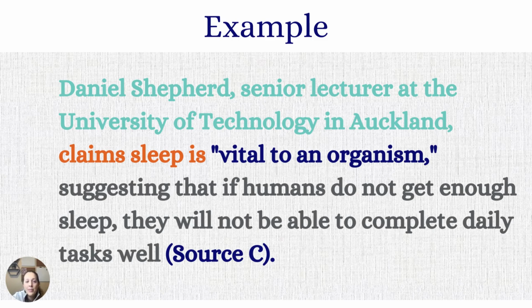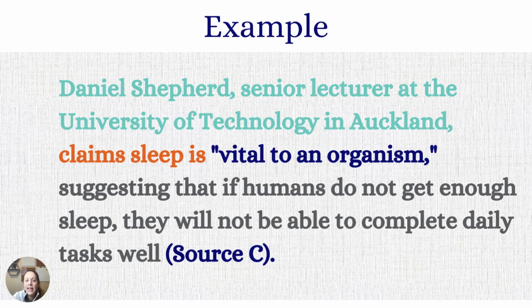So you can see that at the beginning of the sentence, in that lighter blue font, we have the person's name and their credentials. In the dark blue font, you can see that we have the short quote. It's just 4 words, so it's easy to embed. And at the end of the sentence, in that dark blue, we have source C with the period outside of the parentheses. Now, the gray part of the sentence, starting with suggesting that if, that's actually commentary.